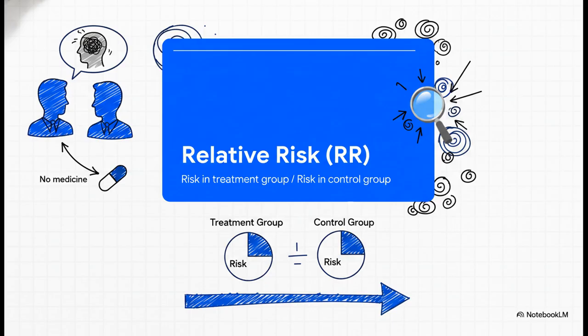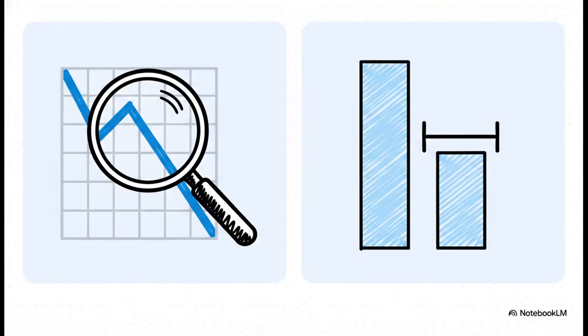So, if a patient asks you, "Hey doc, what are my chances of getting a headache on this new drug compared to not taking it?" Well, relative risk is exactly what answers that question. Now, we absolutely must distinguish between relative risk reduction, RRR, and absolute risk reduction, ARR. Look, confusing these two is a classic board exam trap.